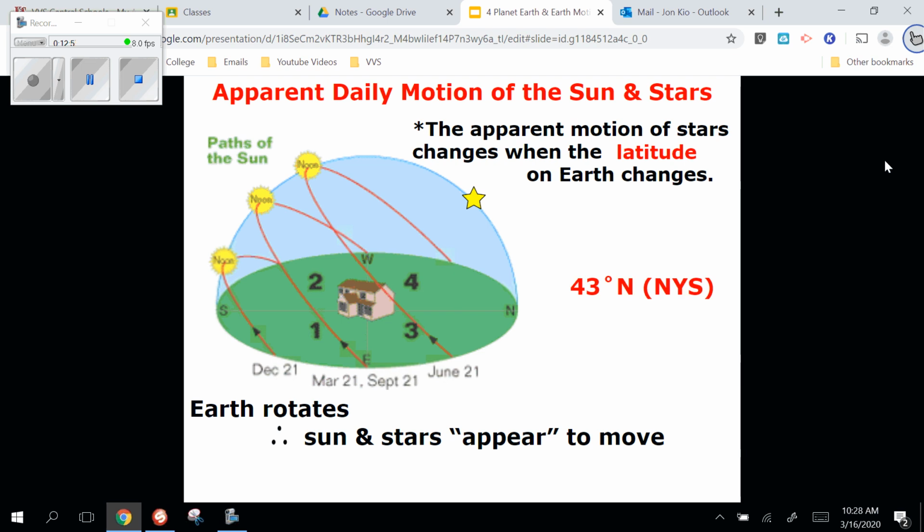This is what Verona looks like. This is what New York State looks like, 43 degrees north. This is us. This is the path of our sun for winter, spring, fall, and summer. And remember, because the Earth rotates west to east, they appear to move through the sky east to west. That old expression, the sun rises in the east and sets in the west. It's because it's opposite of our rotation. Our east rotates into daylight first, and our east rotates into darkness first.